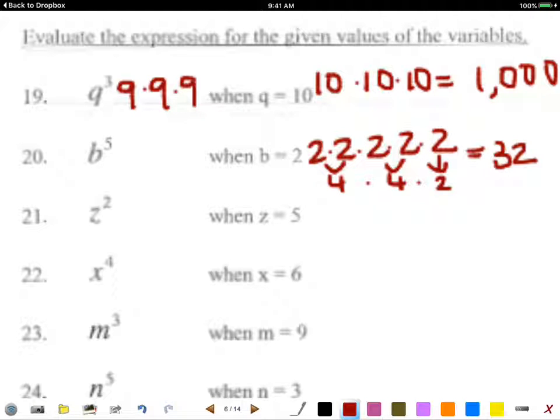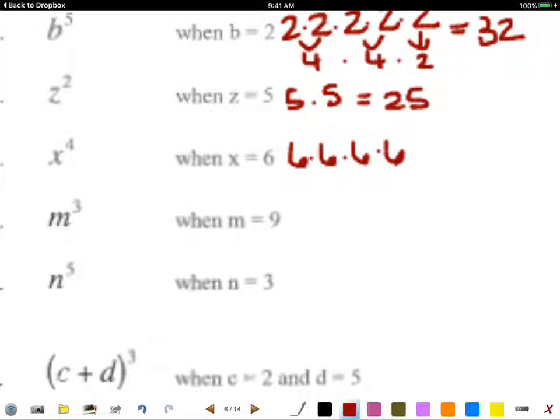Okay, z squared, 5 times 5. 25. X to the 4th. So 6 to the 4th. So 6 times 6 times 6 times 6. Group them together. Yes, 6 times 6 is 36 times 36. You might have to do that on your paper real quick. That's not something you're going to just know in your head.